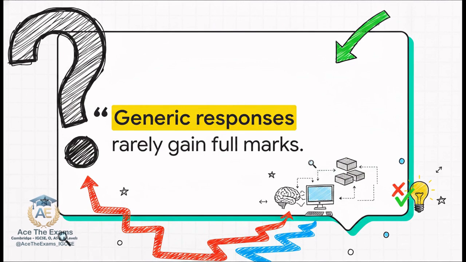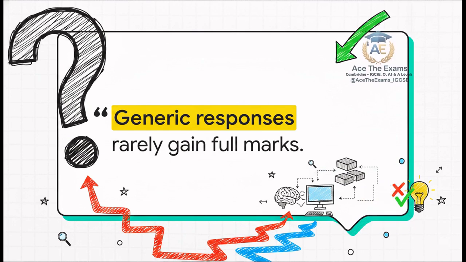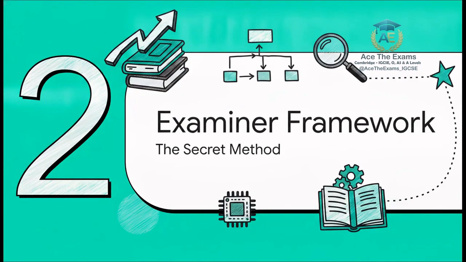In a moment, I'm going to show you the exact examiner clue that changes a 0-mark answer into a full-mark answer. But first, you need the framework that makes that clue completely obvious. Because once you install this system in your mind, you are literally never going to write a generic 0-mark answer again. Section 2. The examiner's secret framework.